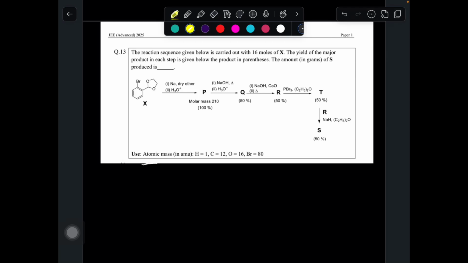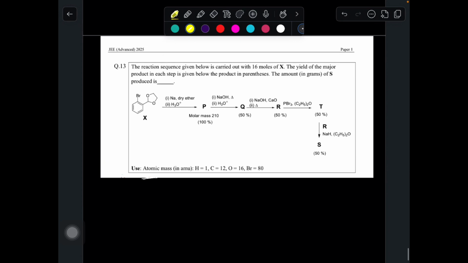Hello everyone. The question on the screen is from the current year's JEE Advanced, 2025, question number 13. It is a very interesting and important question, and hardly 10 to 15% of students did this question completely right.